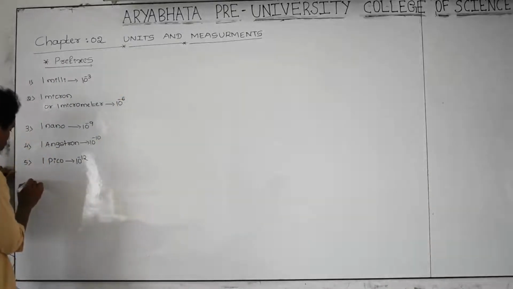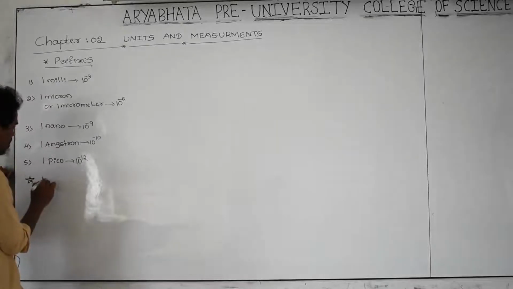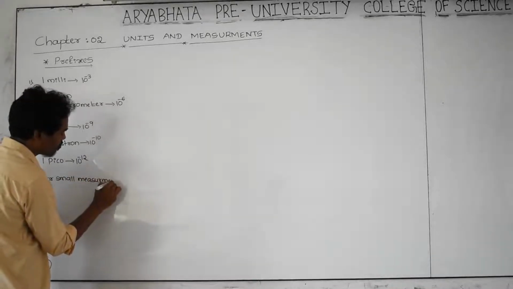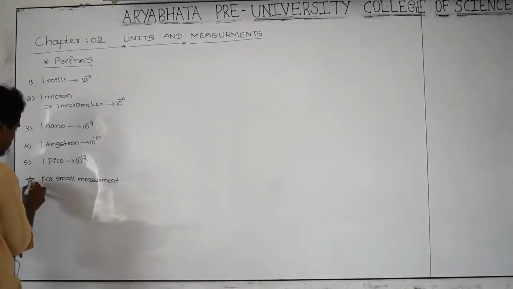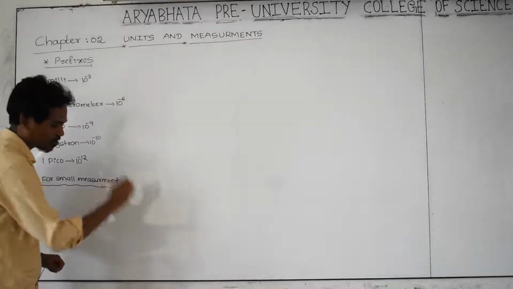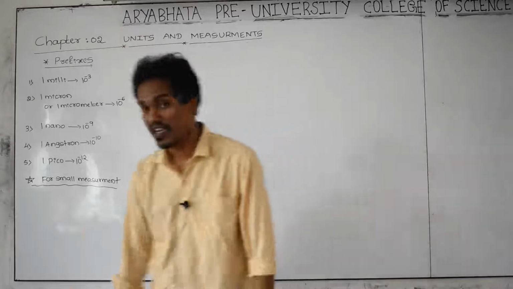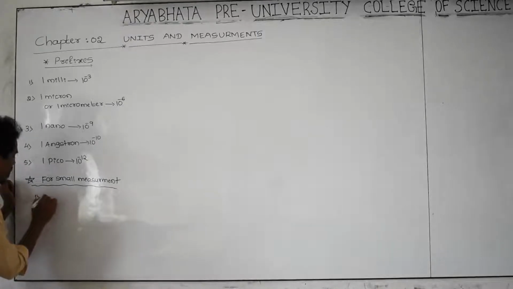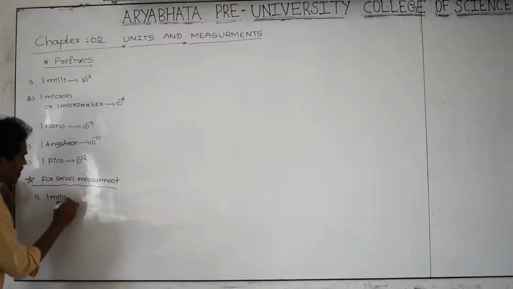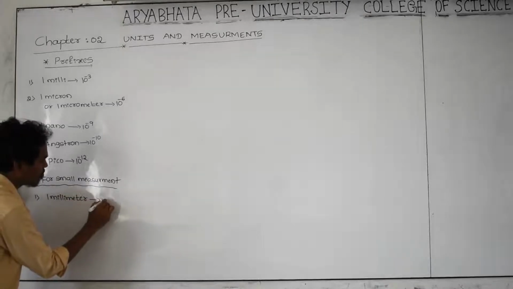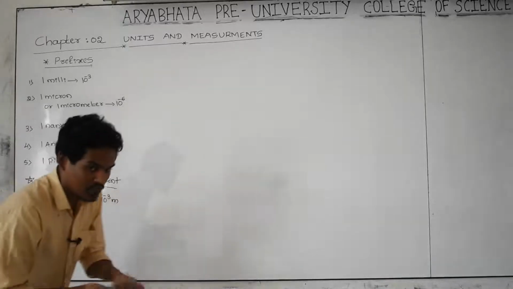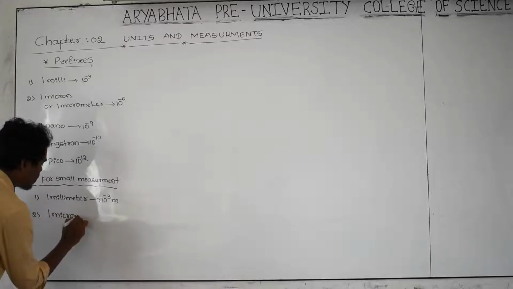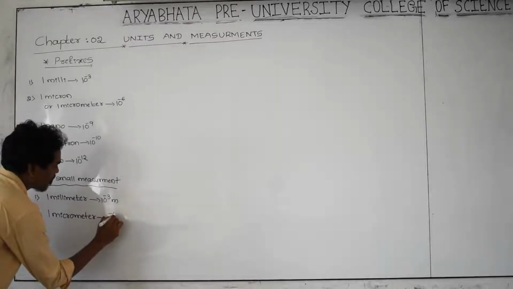Now, some units for small measurements. Which are those? The first one is the millimeter. 1 millimeter is equal to 10 to the power of minus 3 meter. For small measurement of distance, we use this one. The second one is 1 micrometer, or micron, which is 10 to the power of minus 6 meter.